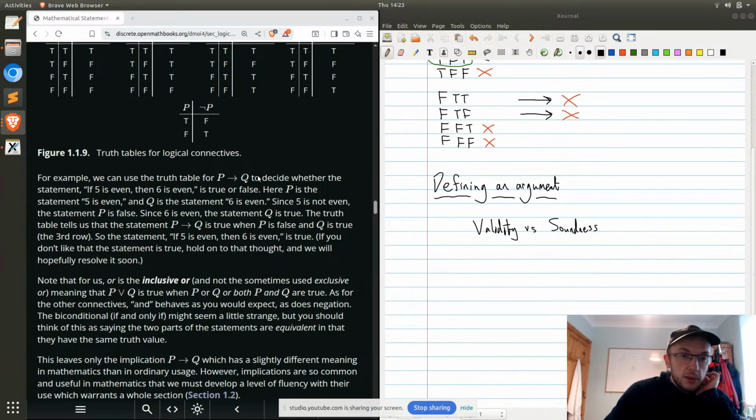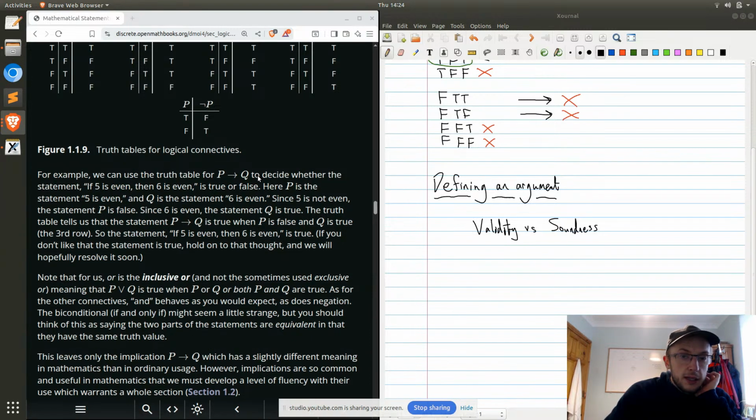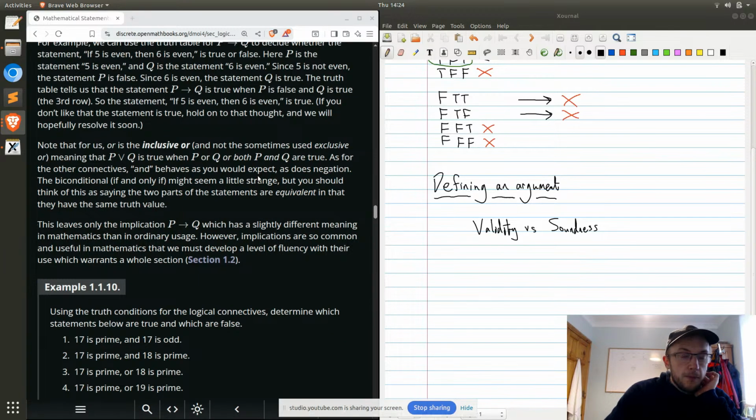The truth table tells us that the statement P implies Q is true when P is false and Q is true. So the statement if 5 is even, then 6 is even is true. If you don't like that the statement is true, hold on to that thought and we will hopefully resolve it soon. Note that for us, or is the inclusive or, not the sometimes used exclusive or, meaning that P or Q is true when P or Q or both P and Q are true.